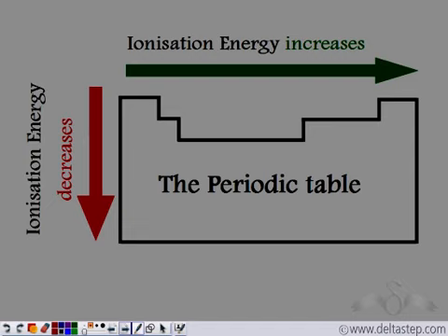When we move from top to bottom, the atomic size increases. This tends to loosen the electrons which are away from the nucleus. As the outermost electrons are away from the nucleus, a lesser amount of energy is required to remove them, and so the ionization energy on moving from top to bottom decreases.